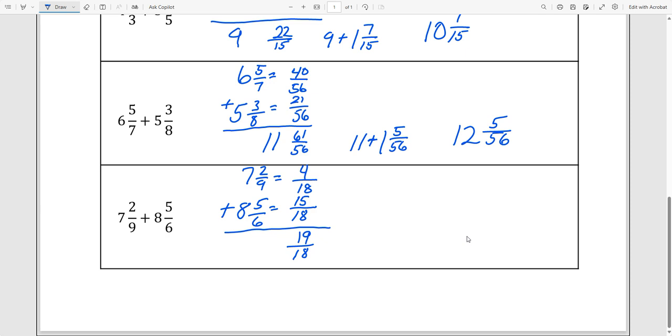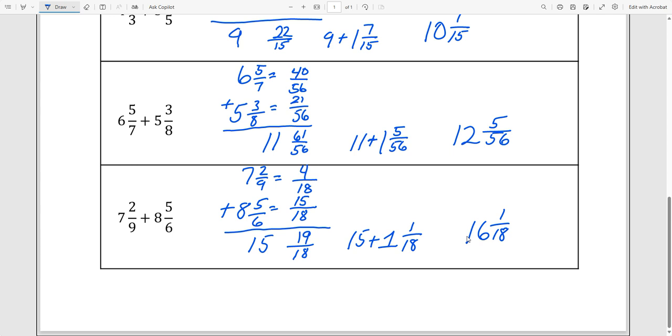And then we have 7 plus 8 is 15. Right, and then we can go ahead and convert this. 19 divided by 18 is 1 again. And so then that leaves 1 left over, 1 and 1/18. And we'll add the whole parts. So 15 plus 1 is 16. And then we have 16 and 1 over 18 for our final answer there.